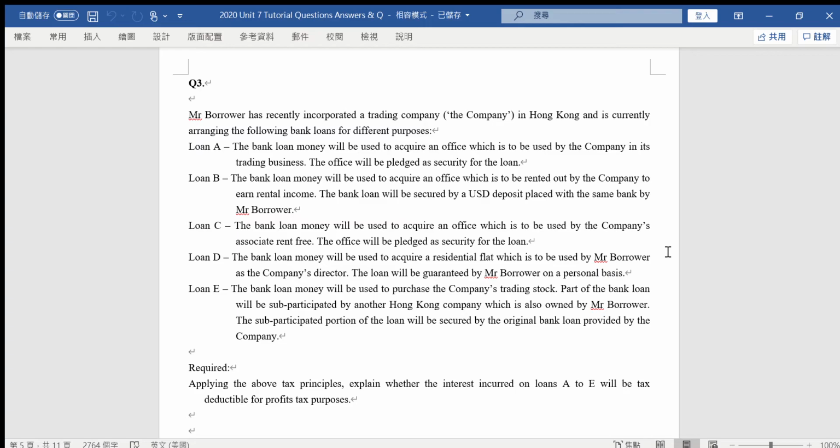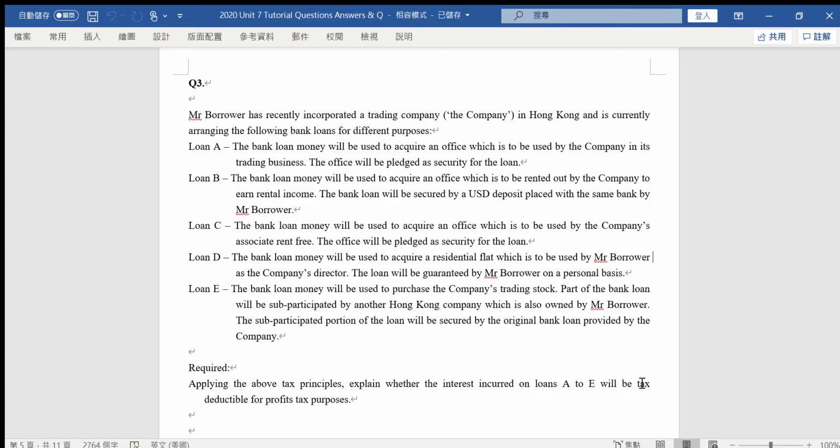By looking at this one, you will find that the company acquired trading stock, and there is no problem. The problem is that it is being financed by another company. There is a related company, also controlled by Mr. Borrower. That's why it's a connected person. And the sub-participated portion of the loan is secured by the original bank loan provided to the company. That is being secured by a deposit, right?